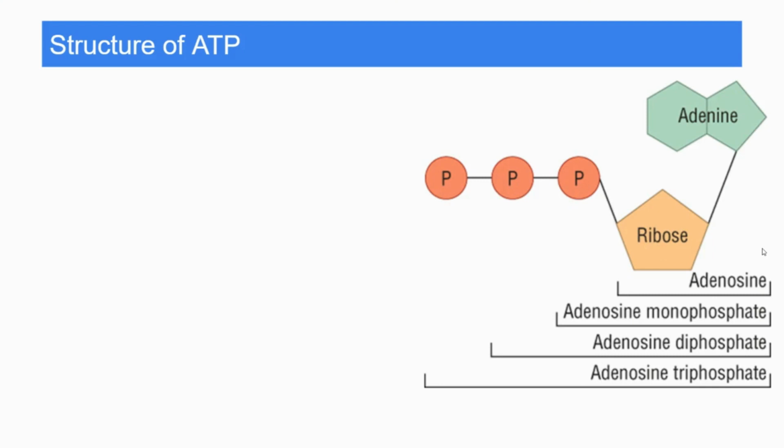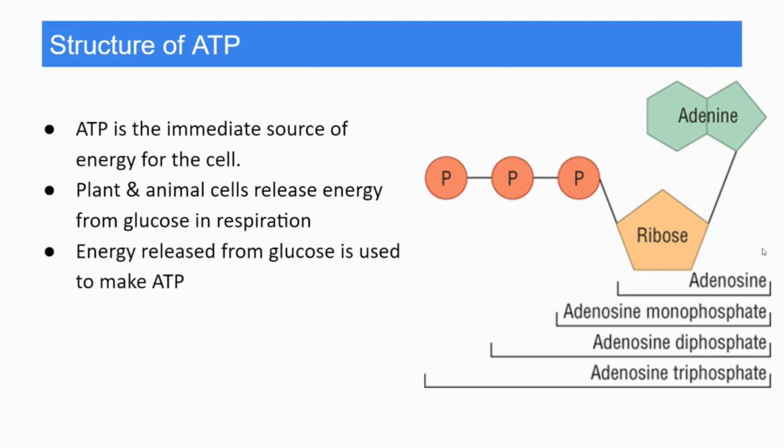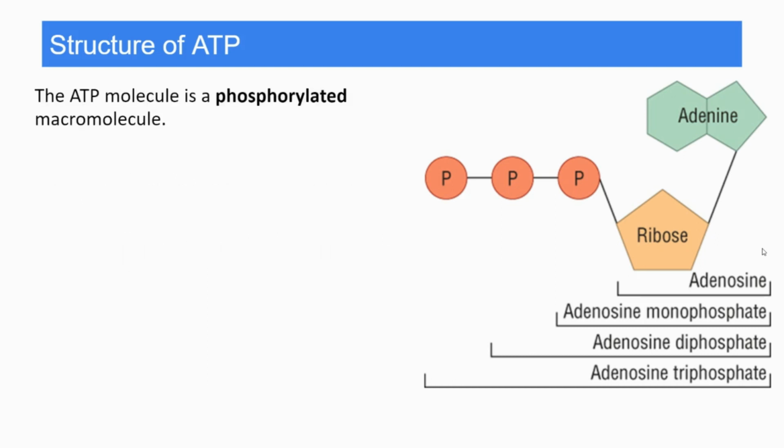Okay, so on the right, we have the structure of ATP. You can see it's made of ribose sugar, adenine, and phosphates, attached phosphates, 3 phosphates here. So it's known as adenosine triphosphate. So it's the immediate source of energy for the cell. Plant and animal cells release energy from glucose in respiration, and energy released from glucose is used to make ATP.